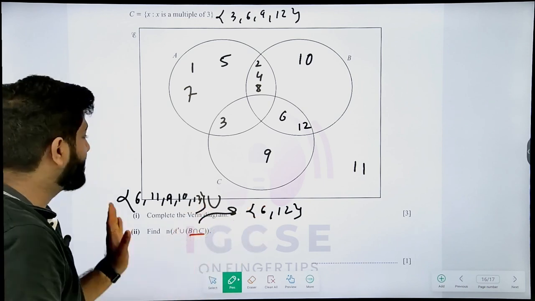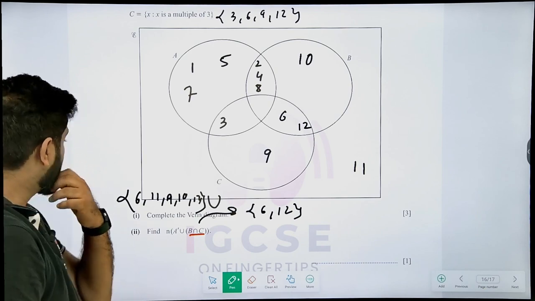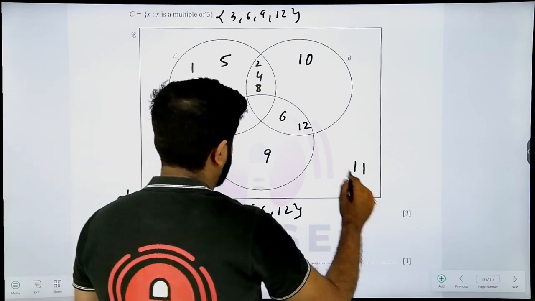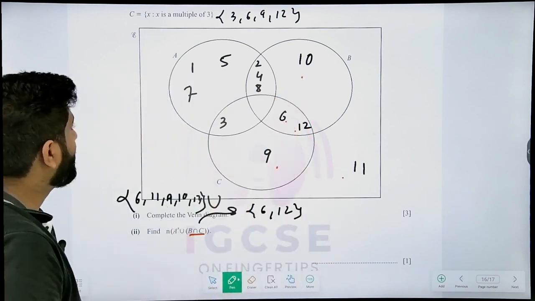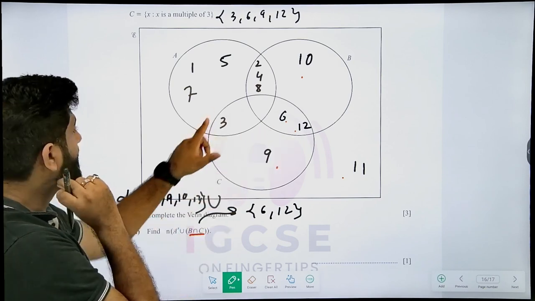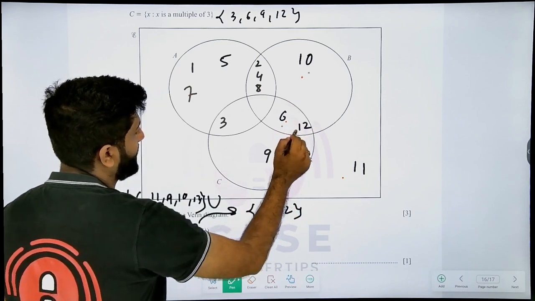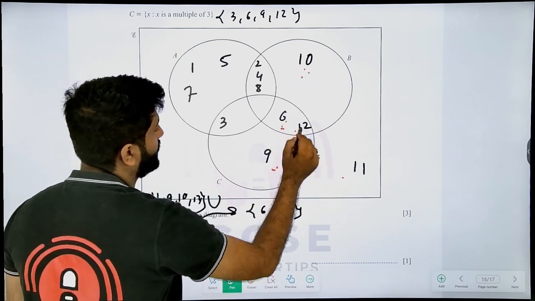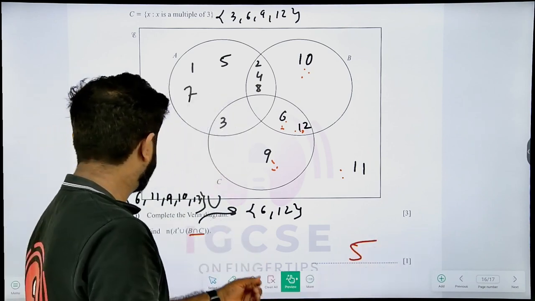Union means everything. I'll have to consider all the elements, which means I'll have to consider all these 1, 2, 3, 4 and 5 elements. Right. I'll have to consider all this element. B intersection C means this. Yes, I'll have to consider all the elements, which means this one, this one, this one, this one, and this one. So there are 1, 2, 3, 4 and 5 elements. So the answer is, guys, 5. Right.